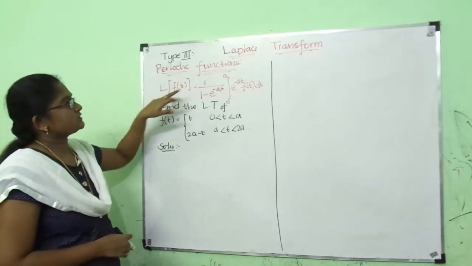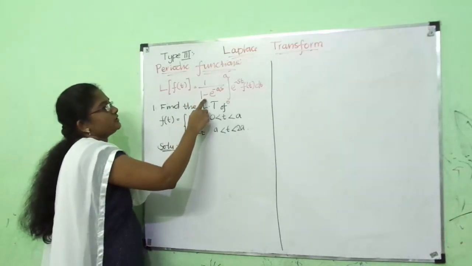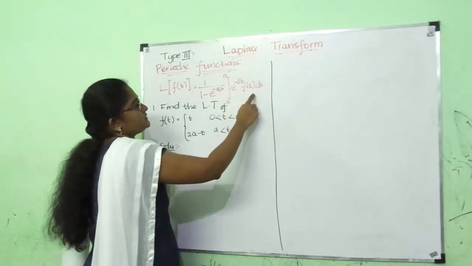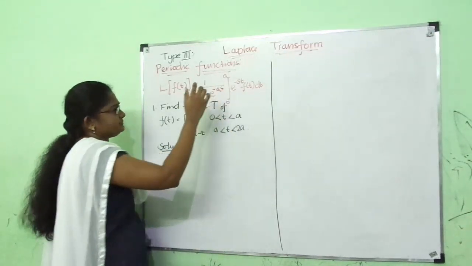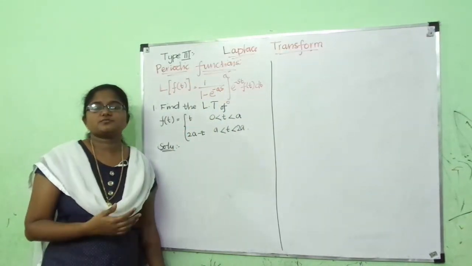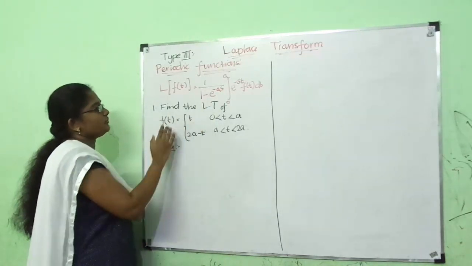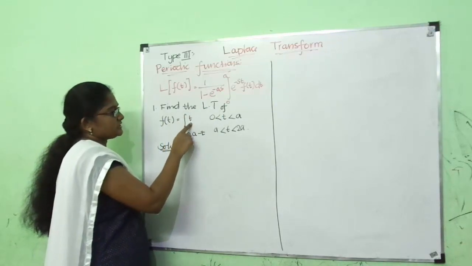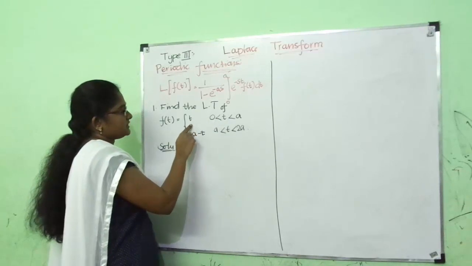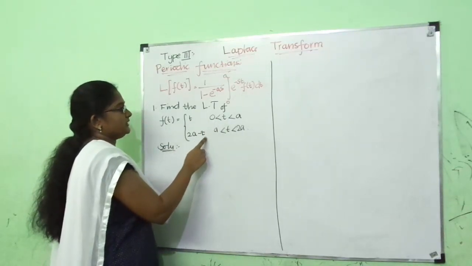This is the periodic function: L of f of t is equal to 1 by 1 minus e power minus as, integral 0 to a, e power minus st f of t dt. We are going to use this formula in this problem and find the Laplace transform of the given function. Let us consider this question. Find the Laplace transform of f of t. For the interval 0 to a, the function is t, and for the interval a to 2a, the function will be 2a minus t.